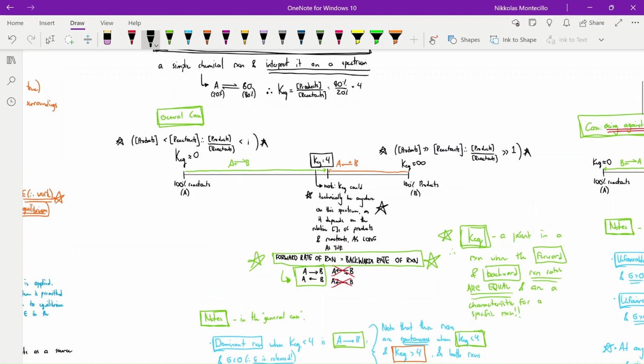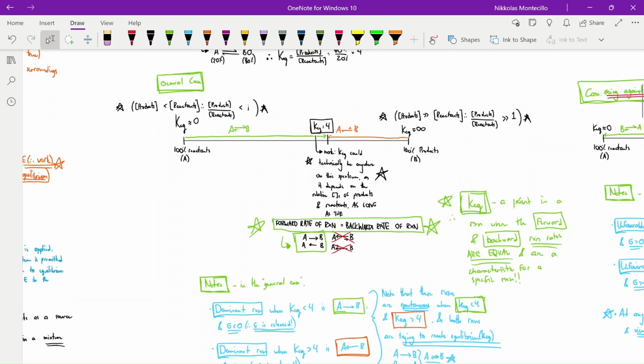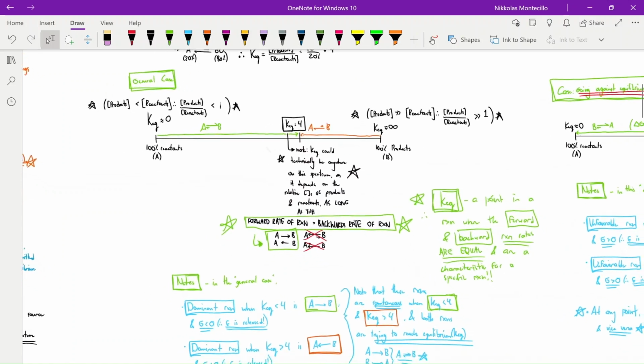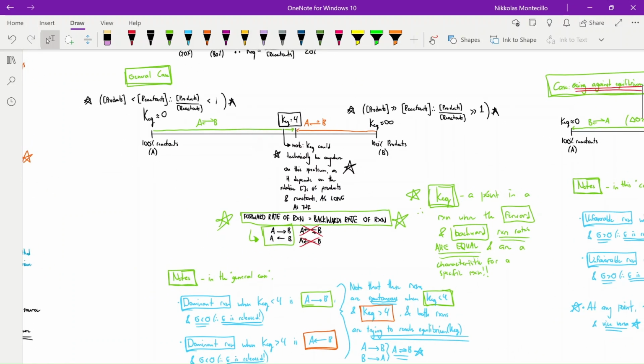So say, for example, if B has a concentration greater than 80%, B will be converted back into A. So there will be a decrease in concentration until it is back at that equilibrium. Note that these reactions are spontaneous when KEQ is less than 4 and when KEQ is greater than 4, and both reactions are trying to reach equilibrium, right? So at any point, the further away the reaction is from equilibrium, the greater the magnitude of delta G and vice versa.